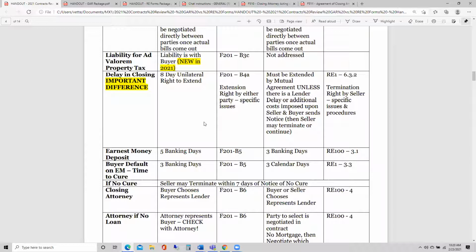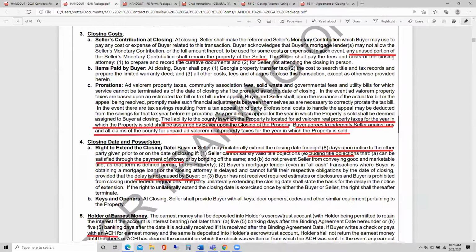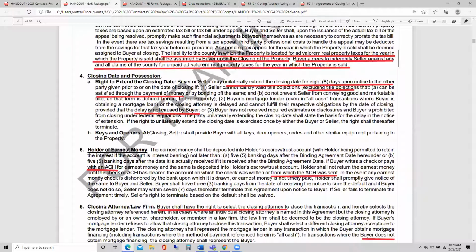In the RE Forms, if there is a delay and the contract needs to be extended, it must be done mutually. You must extend it by an amendment with both parties' signatures. So let me show you first where that is. So here we are on the GAR.